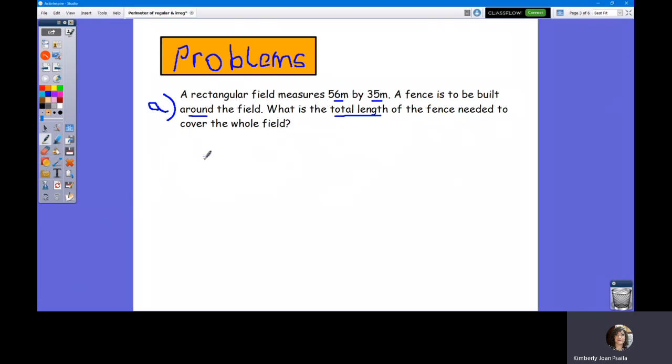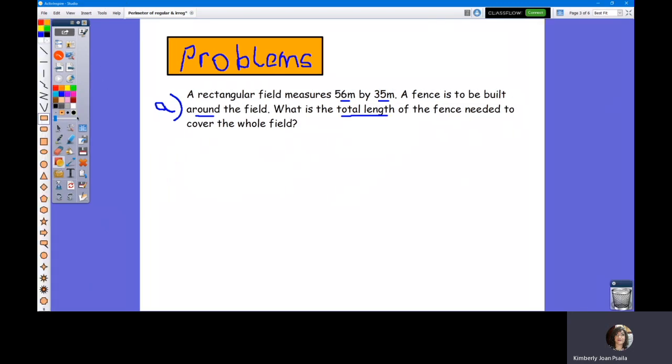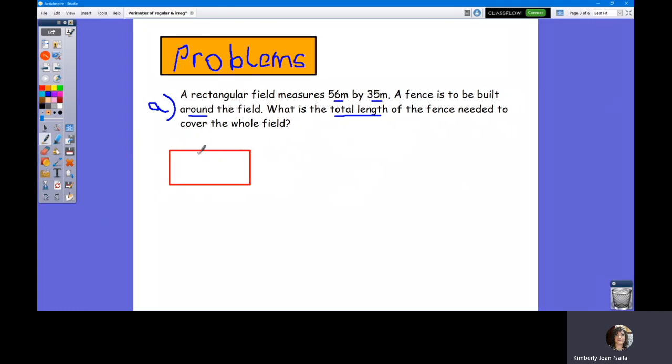So what do I have here? We have a rectangular field. I advise you to always draw a diagram. So imagine that is our field, and it measures 56 meters by 35 meters. And here we need to have a fence and put it around the field, to close it by itself.